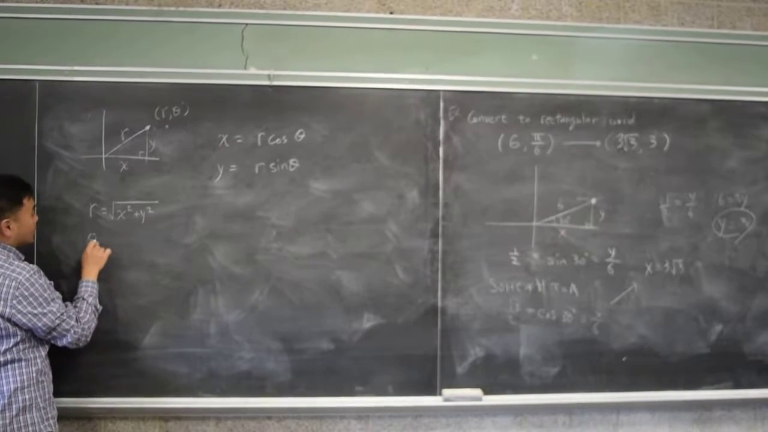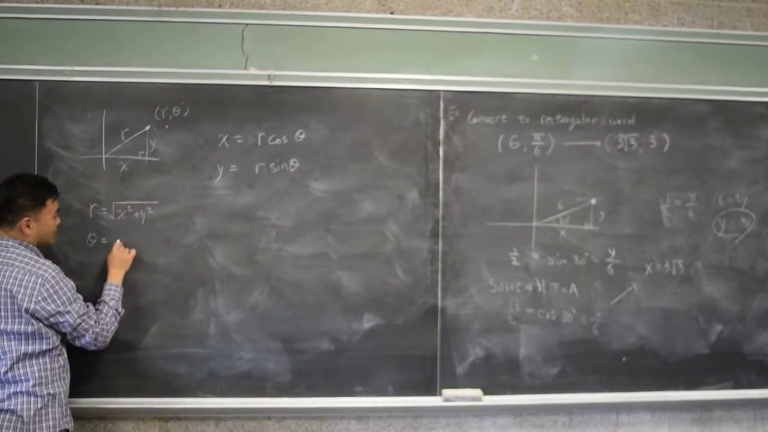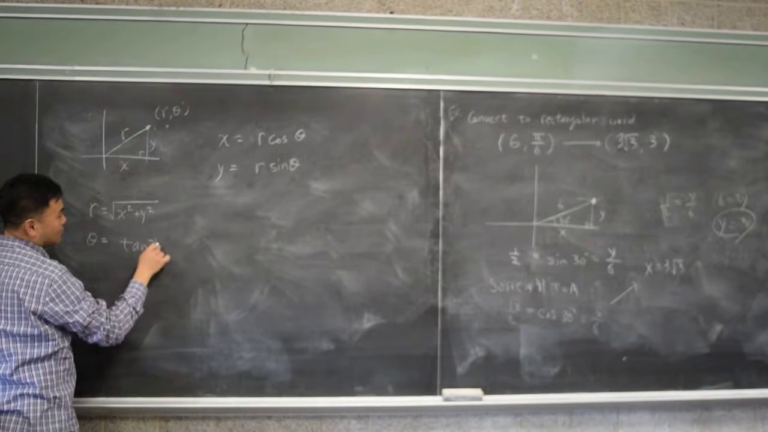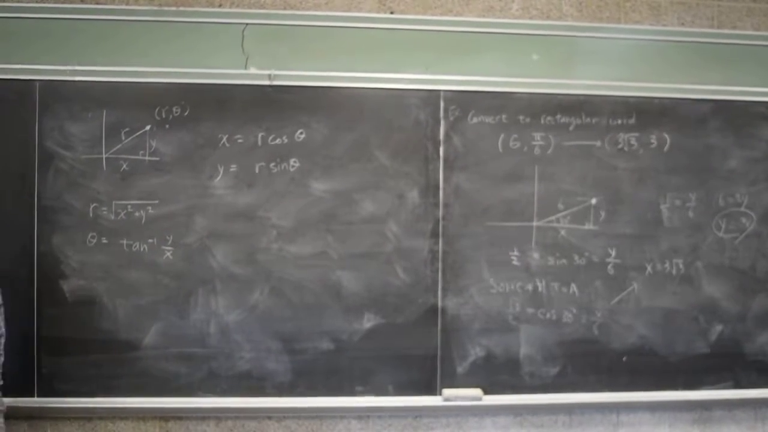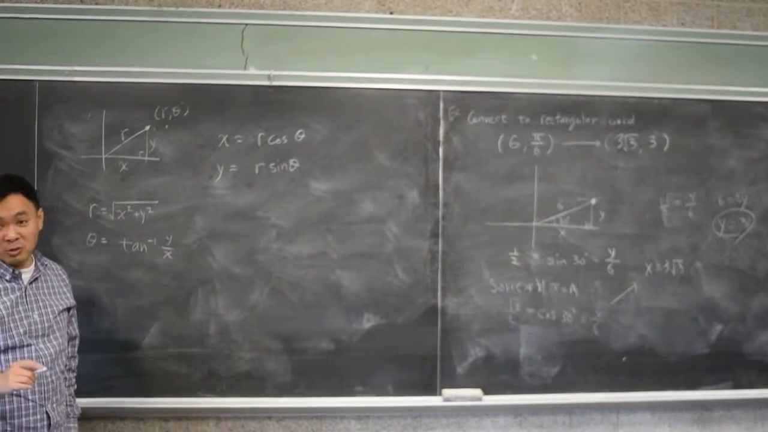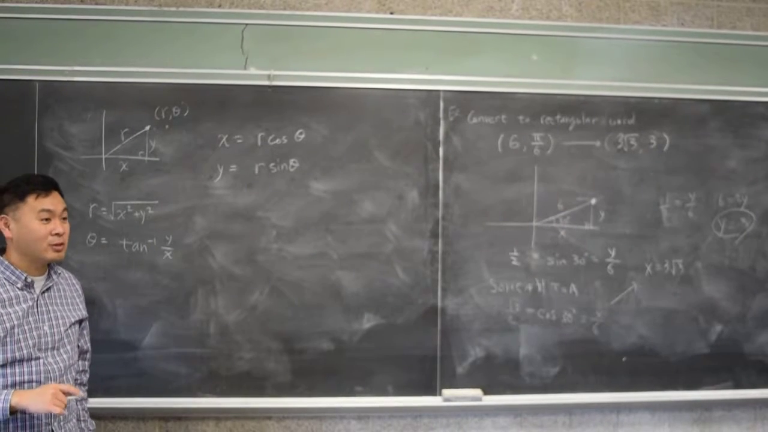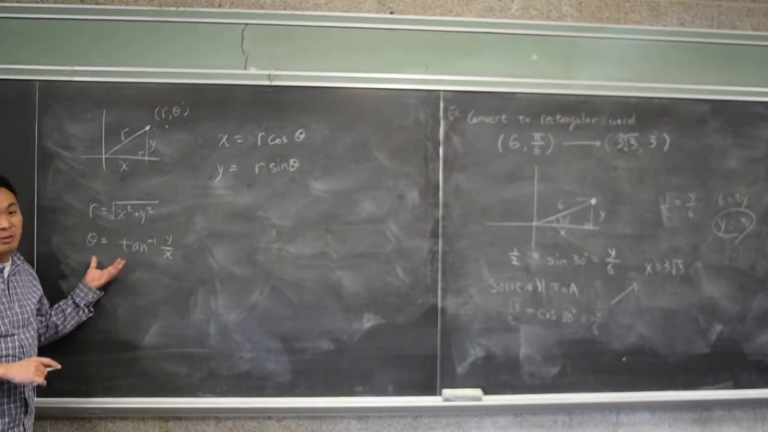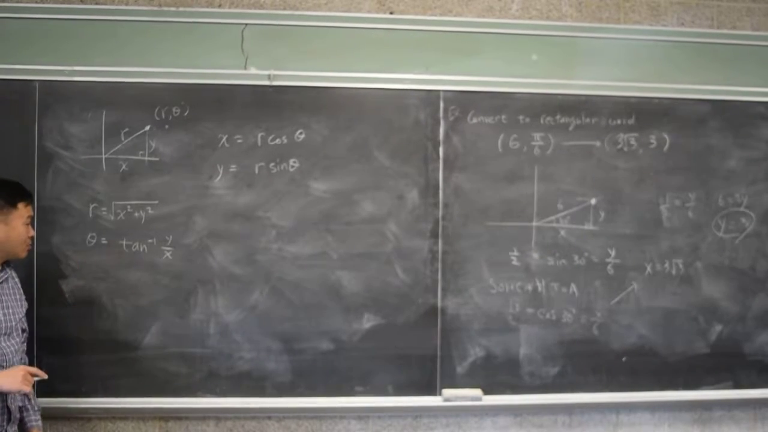What about the angle theta? You have to do y over x and take the inverse tan, the inverse tangent of y over x. Now for us this is very easy because we've already done this when we were doing the polar representation of the complex numbers, right? So in a sense, we already did this when we were doing the complex numbers for polar.